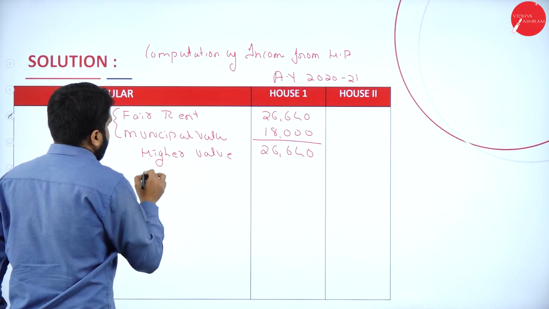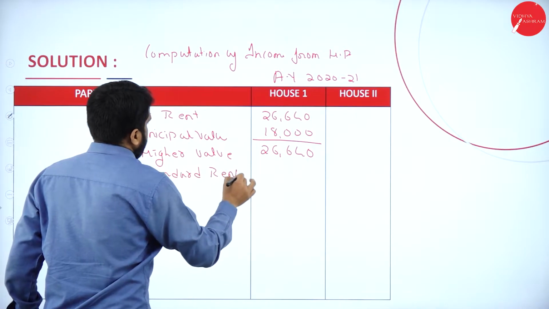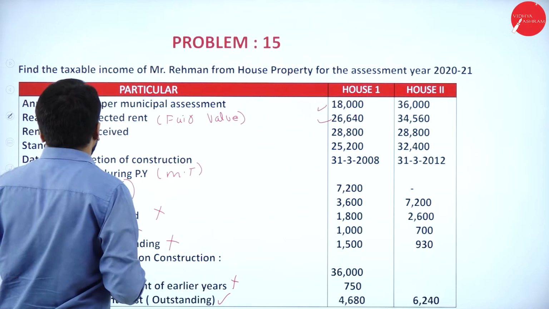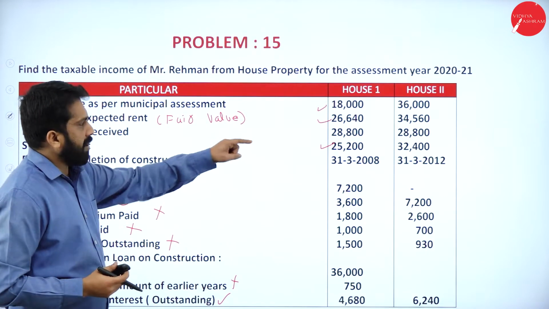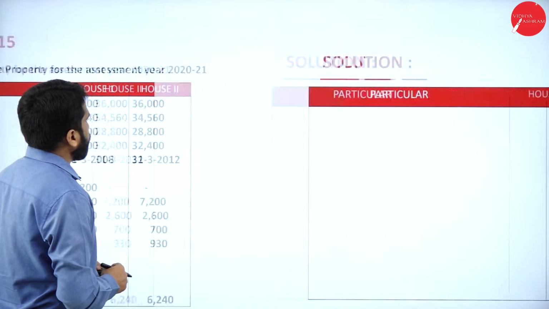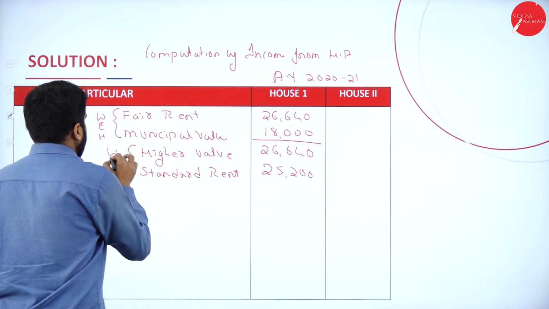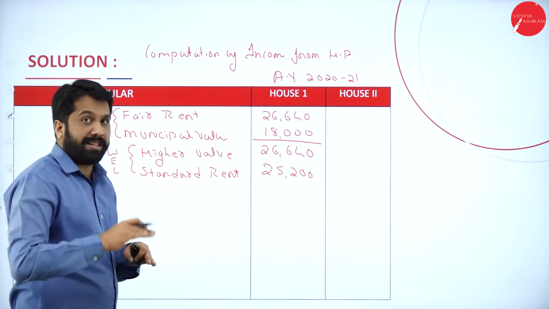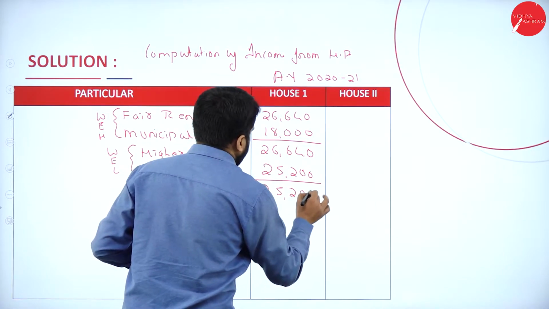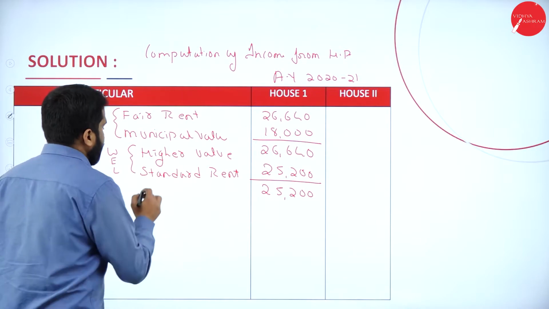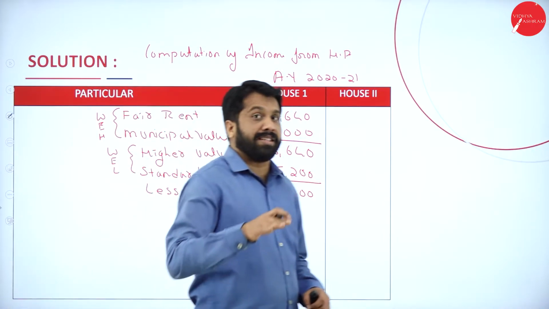Along with that, we compare your standard rent. So what is your standard rent in this? We have a standard rent of 25,200. We'll compare now. Out of this, whichever is less, we will get 25,200 as the lesser value.